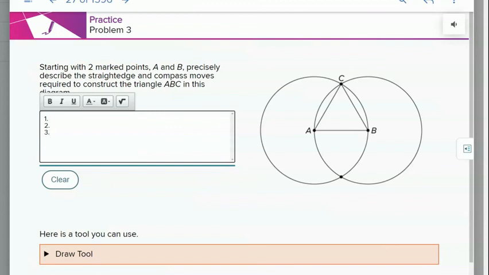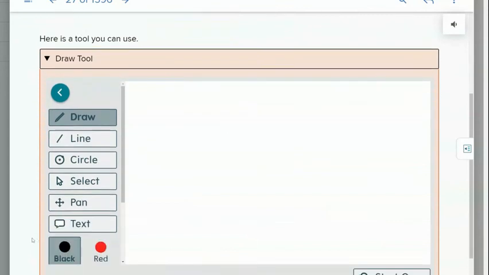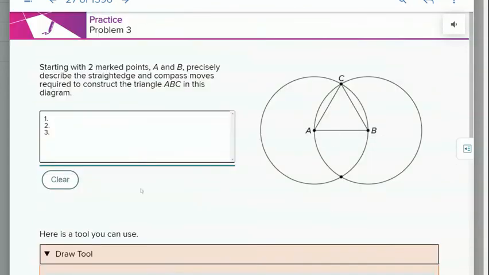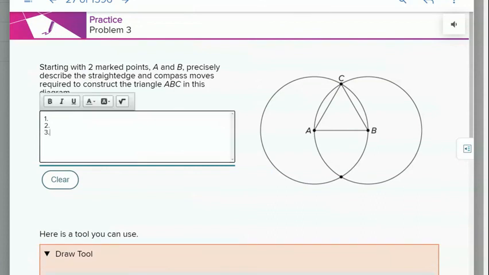Okay, you can always use the draw tool down below if you click on it, and you could recreate the image up here to help organize your steps. You might have more than one step, okay, depending on how you do it. So just be aware of that.